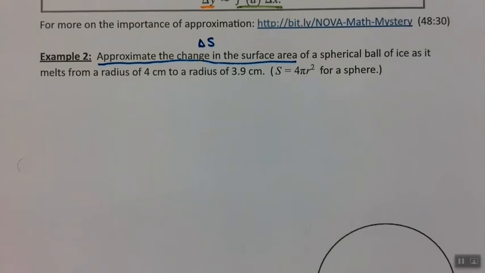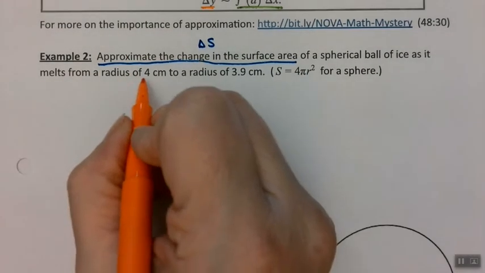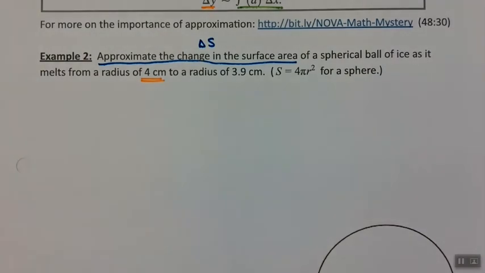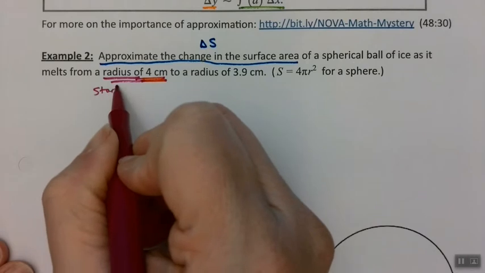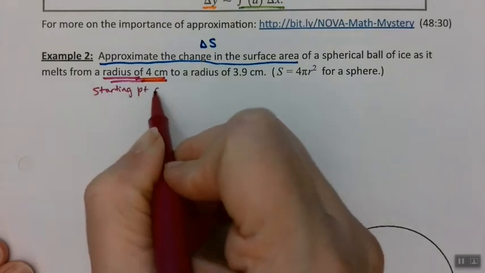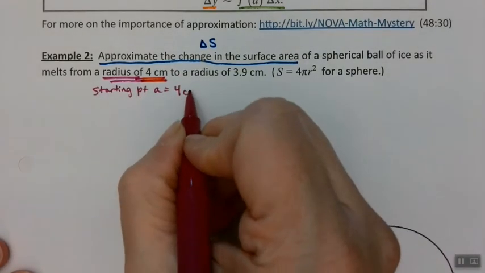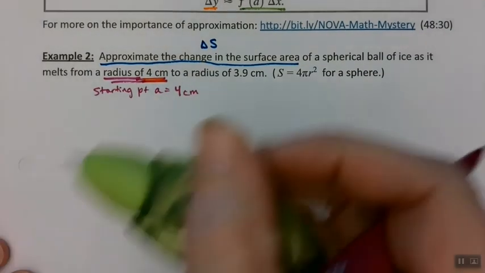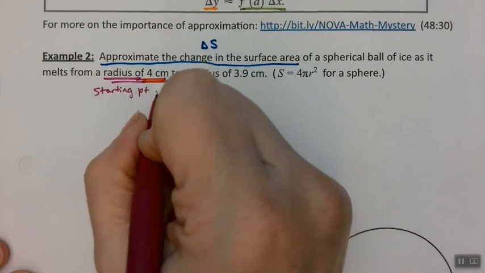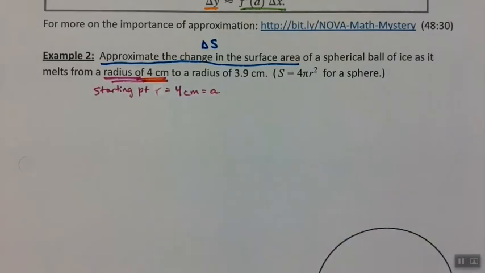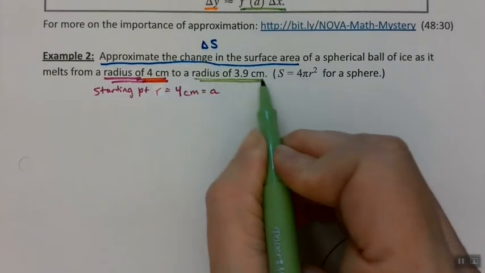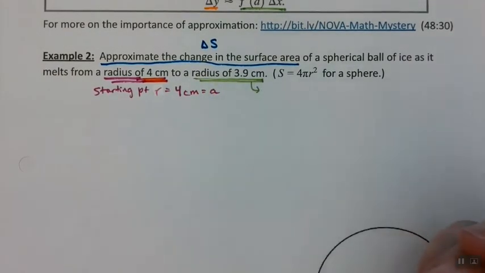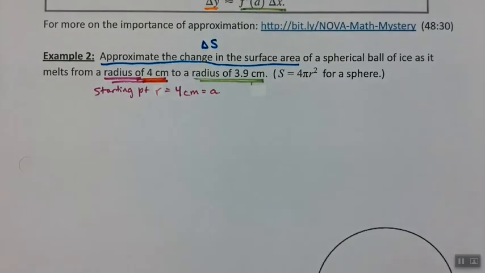As it melts from a radius of 4 centimeters, so that's our starter. Right there. Starting point would be a equals 4 centimeters. Well, it'll be r equals a, so r equals 4 centimeters, which is our a value, our constant that we're set up. And we're going to a radius of 3.9 centimeters, right here. I'm just going to note it at this point.